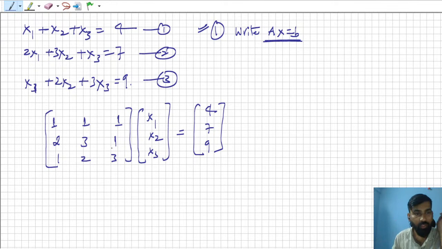Now you should be focusing only on the matrix A and the matrix B. That's it. The moment you get a system of linear equations, you have to write it in terms of Ax equal to B, the matrix A and the matrix B. Now the second step is what?